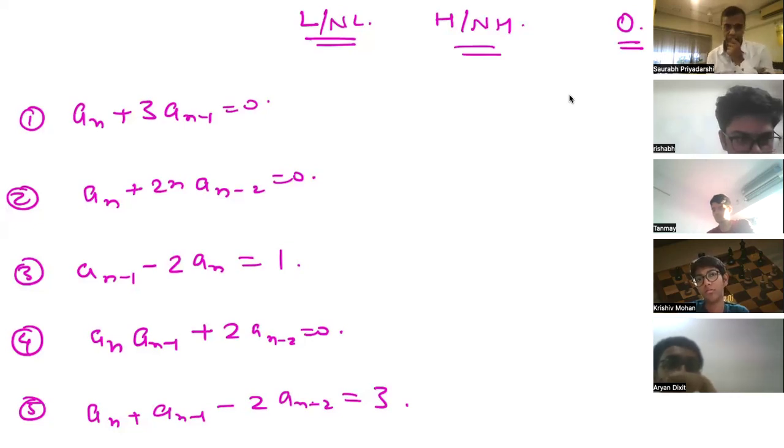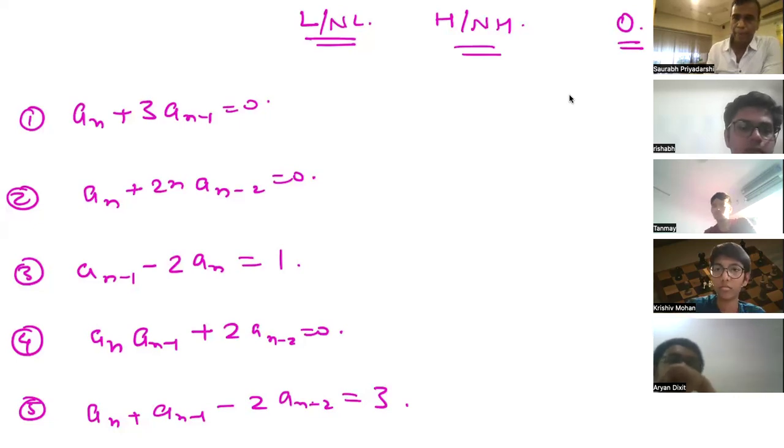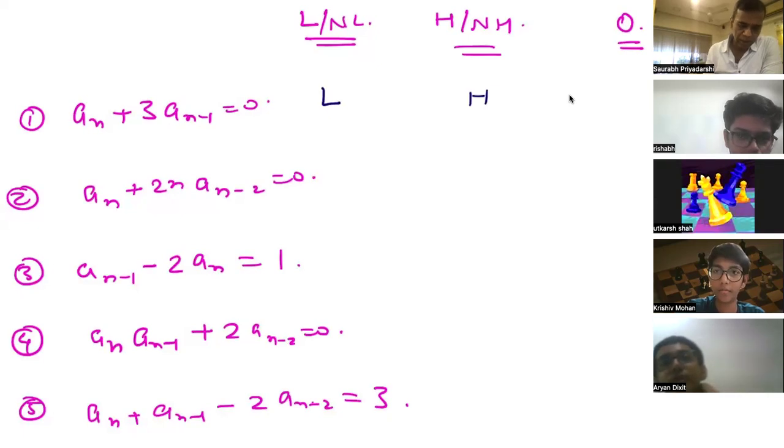Done, everyone? I guess this is very simple, right? Directly you only have to write down the answer. Now, see, the first one: linear, non-linear? The first one is linear. Homogeneous, non-homogeneous? Sir, it's homogeneous. Homogeneous. Order: one.